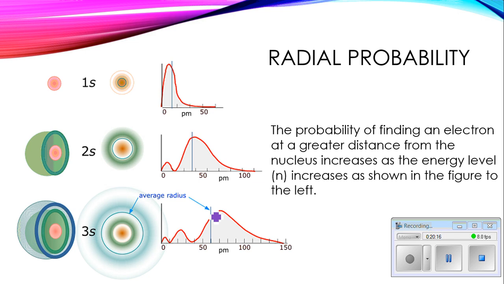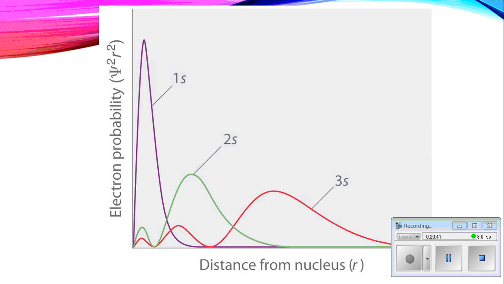Each time you go up a principal energy level, the distance from the nucleus increases a little bit. But what's interesting is this hump right here, and then these two little humps right here and right here on the 2s and 3s radial probabilities respectively. And you can see that here.